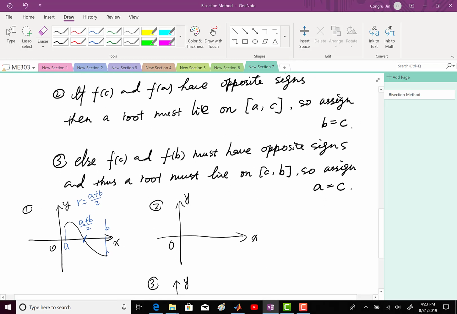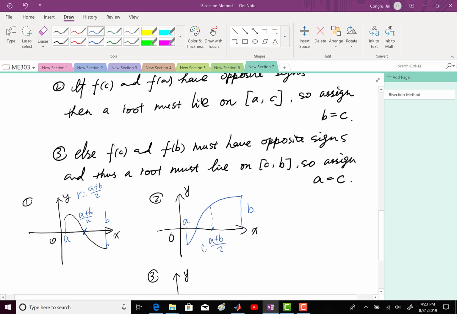The second scenario is that f(c) and f(a) have opposite signs. Then a root must be in the interval from a to c. So then we assign c to b. Let's see, for this scenario, for example, we have a function like this. This is a, this is b, and we find the middle point here, which is (a+b)/2, called c.